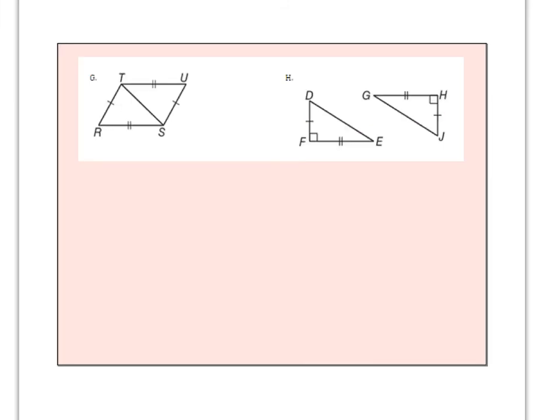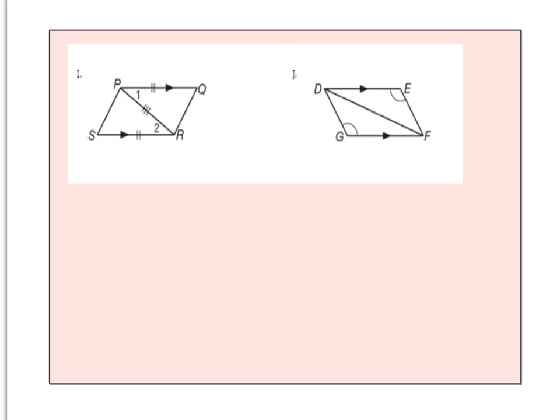Please pause the video and try G and H. So this first example, they share this side in the middle. And so I have a single, a double, a triple, a single, a double, a triple. So this is yes by side, side, side. On part H, I have a side, an angle, a side. Then I have a side, an angle, a side. These match, side, angle, side, which is one of our choices.